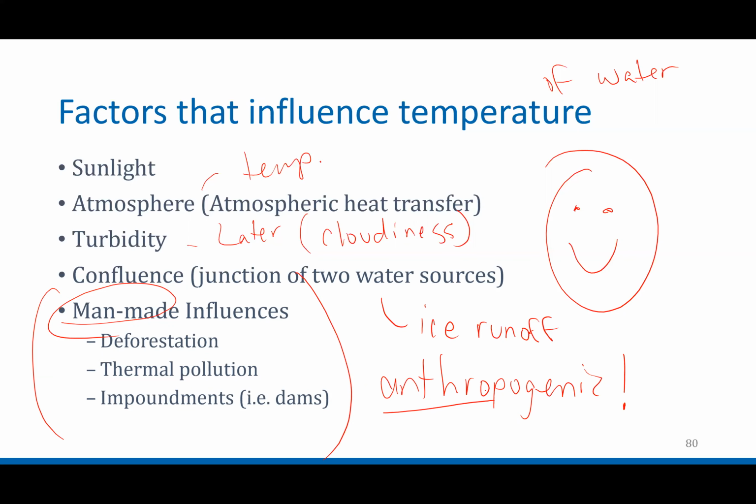But a lot of industries might use water for cooling systems. They run cold or cool water through the plant, and that water gets warm, but it carries the heat away from equipment. Well, that warm water sometimes can be dumped into a water source. It's called thermal pollution, not good. And impoundments, things like water dams, where we've built structures to control the flow of water, that can influence temperature as well. So guys, happy face on this slide, because you might see this slide or this information again.